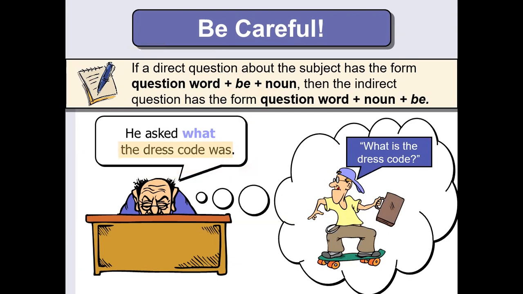But we have to change. Oh, sorry. What the dress code was, right? It's like this. When does it happen? That happens when a direct question about the subject has the form of question word plus be plus noun: what is the dress code? What is the question word, is is be, and the dress code is the noun, right? In that case, we have to change the position. He asked what the dress code was.